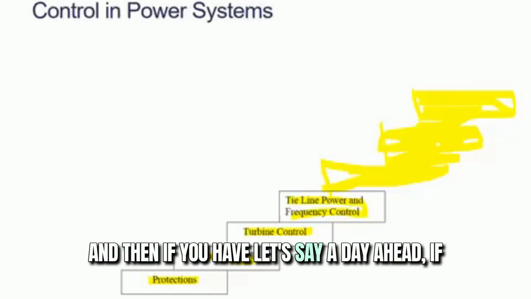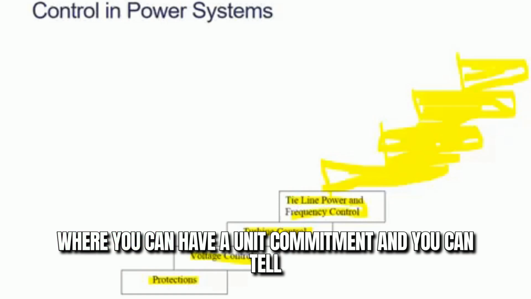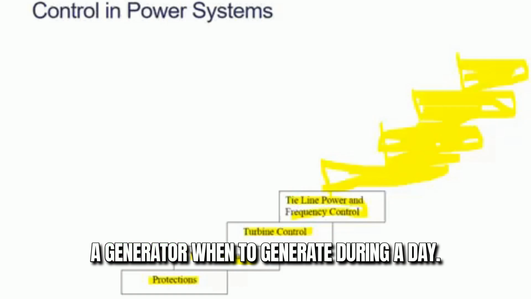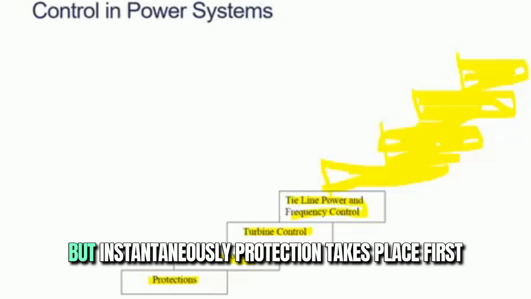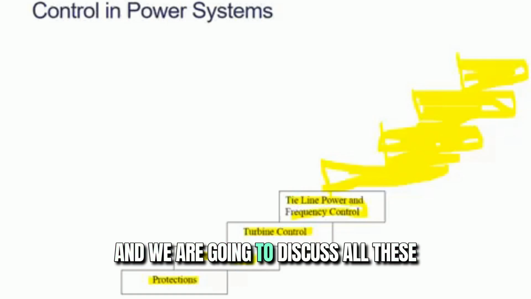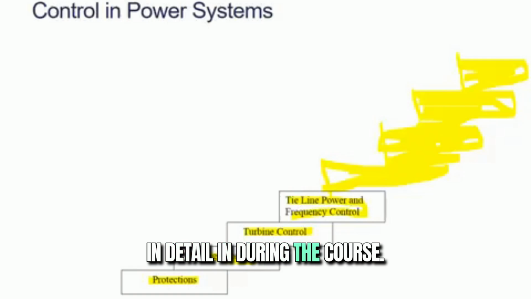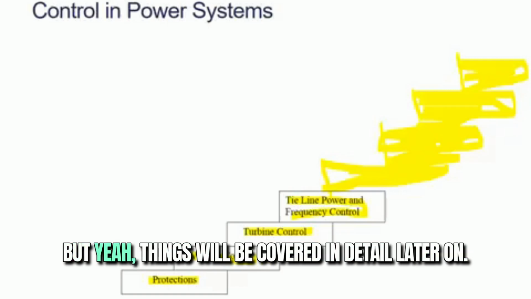And if you are coming to a day ahead, then you can have a day ahead market, where you can have a unit commitment and you can tell a generator when to generate during a day. I'm increasing the timeline here as I go on top, but instantaneously protection takes place first, then voltage control, turbine control, and tie line power and frequency control. These kick in at different time intervals, and we are going to discuss all these in detail during the course. This is just a startup, a brief introduction, and things will be covered in detail later on.